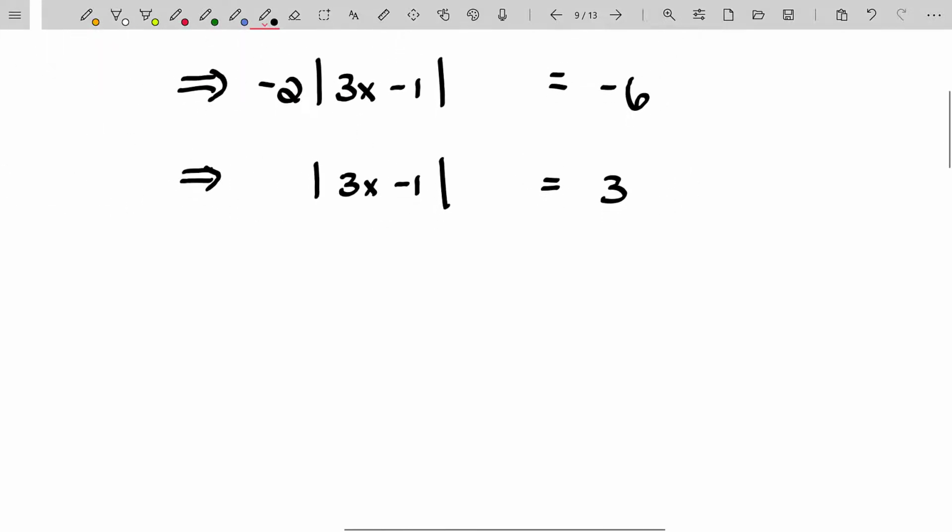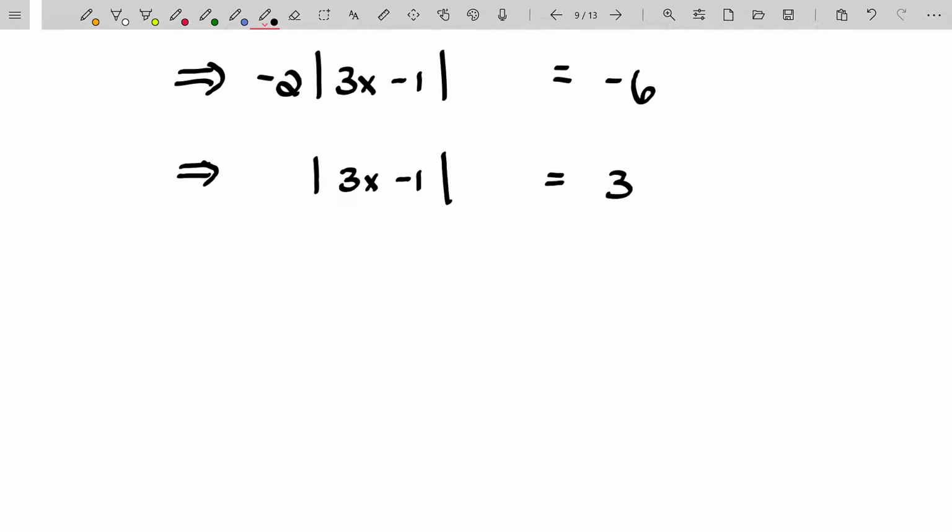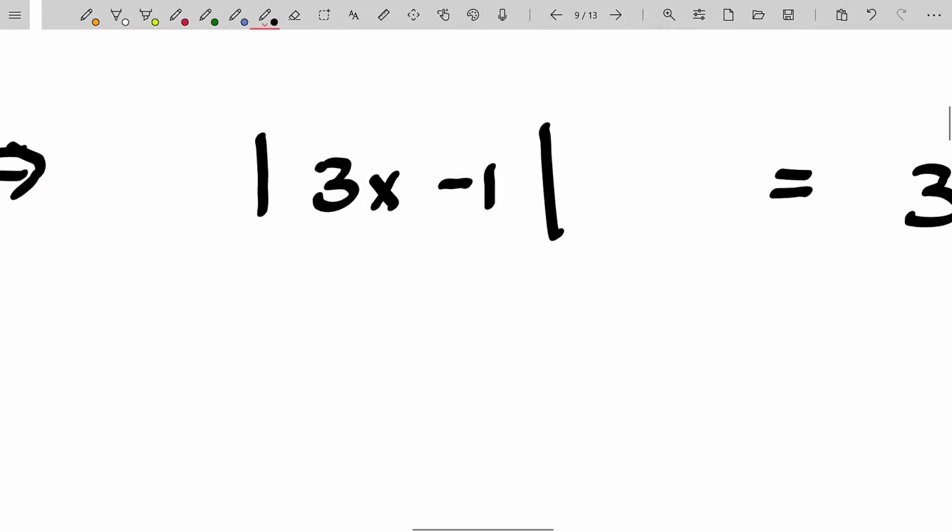So what are we going to do at this point? Do you happen to know what x is? That's a rhetorical question, but I'm just asking it anyway. Do you happen to know what x is? No, you don't. If you knew what x was, then you'd be done, right?